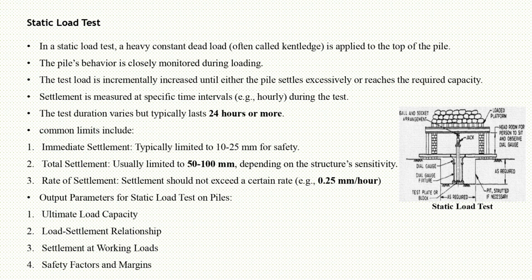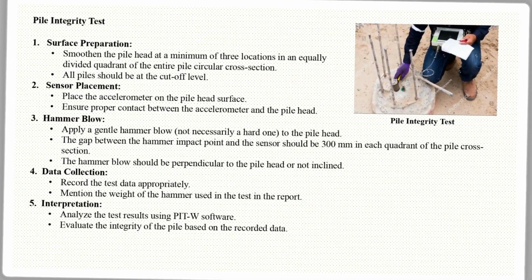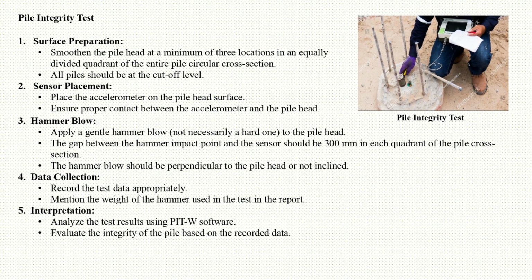Pile integrity test. 1. Surface preparation. Smoothen the pile head at a minimum of 3 locations in an equally divided quadrant of the entire pile circular cross-section. All piles should be at the cutoff level. 2. Sensor placement. Place the accelerometer on the pile head surface. Ensure proper contact between the accelerometer and the pile head.